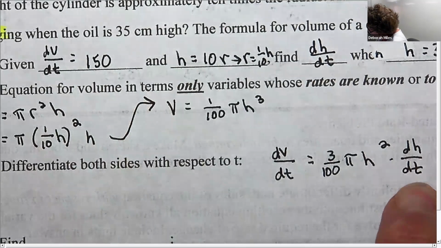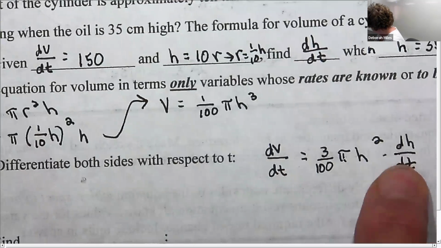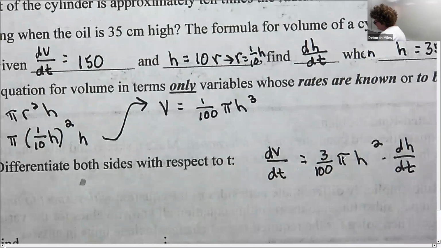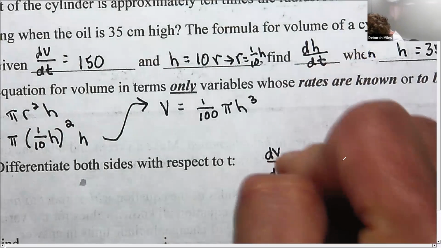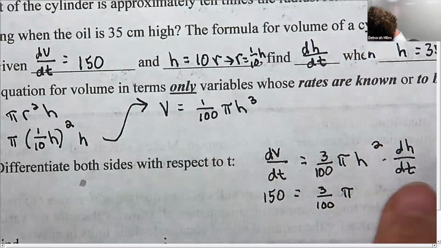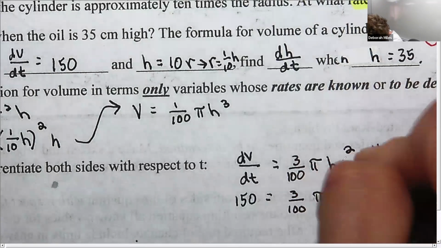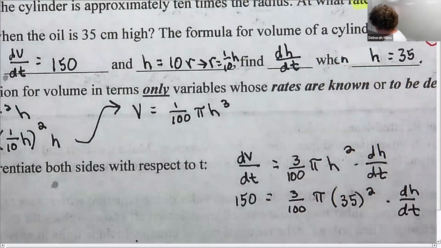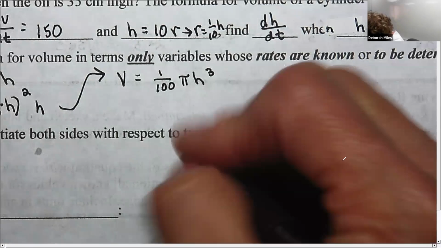I could either substitute numbers in for dV over dt and H and then solve for this, or I can solve for that before I plug the numbers in. It's usually easier to plug the numbers in first. So I'm going to go ahead and say dV over dt is 150. We're looking for the rate of change in height at the specific moment when the height is 35. And then 35 in the place of H times dH over dt, and then solve for dH over dt.